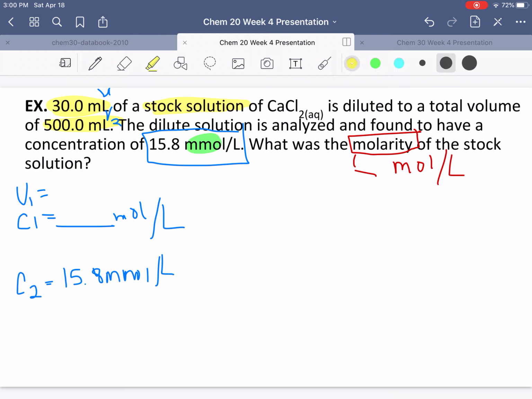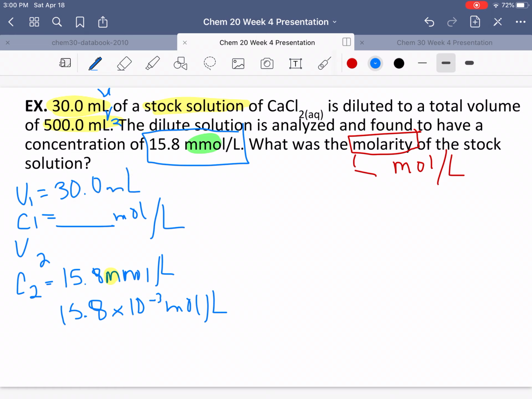How do we do that again? Well, notice the little m. I can replace that with the proper way to do our conversion. So little m means 10 to the negative 3. So I take 15.8 times 10 to the negative 3 moles per liter. And there, we've just converted it. All right, V1 was 30.0 mils. V2 is 500.0 mils. I don't need to convert these to liters. I know it seems weird, but ultimately, as long as the units are consistent between the volumes, they'll work out and they'll cancel out properly.